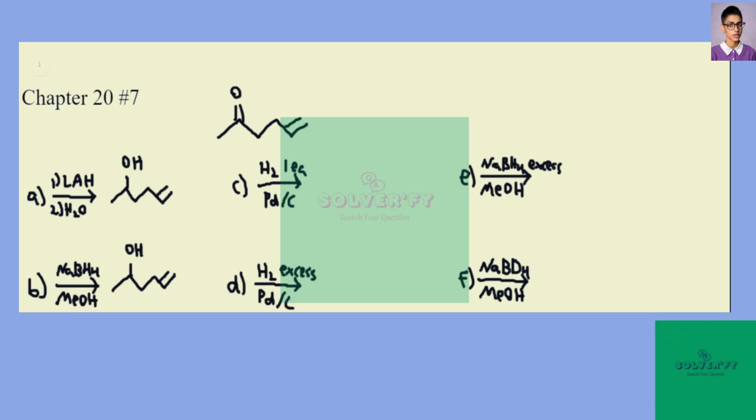Okay, so that's B. Looking at C, we're going to use hydrogen gas and palladium on carbon, and only one equivalent of hydrogen gas. What's actually going to happen here is that the carbon-carbon double bond is going to be more susceptible than the carbon-oxygen double bond to hydrogenation. So we're going to lose the double bond, but the carbonyl will remain intact.